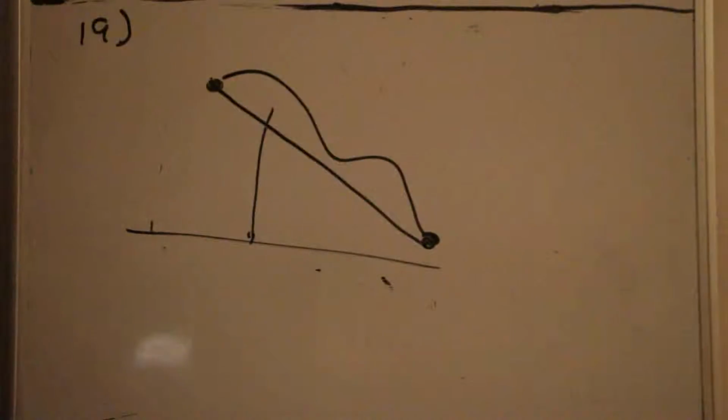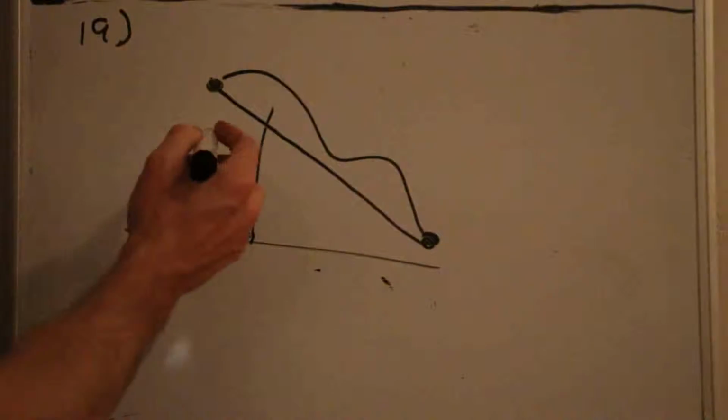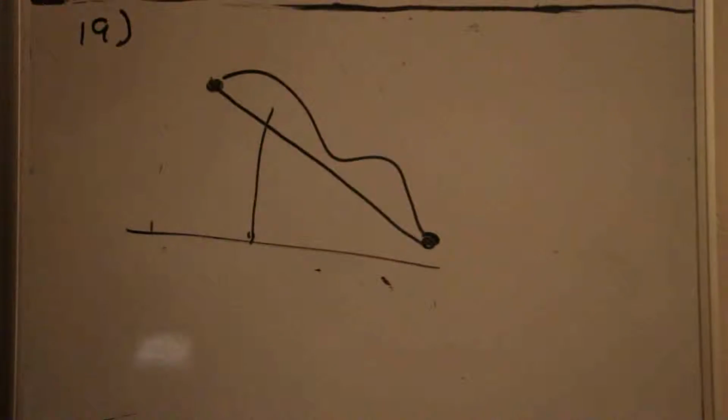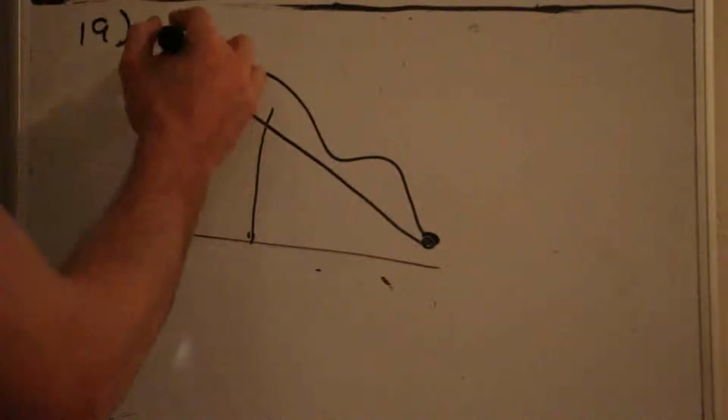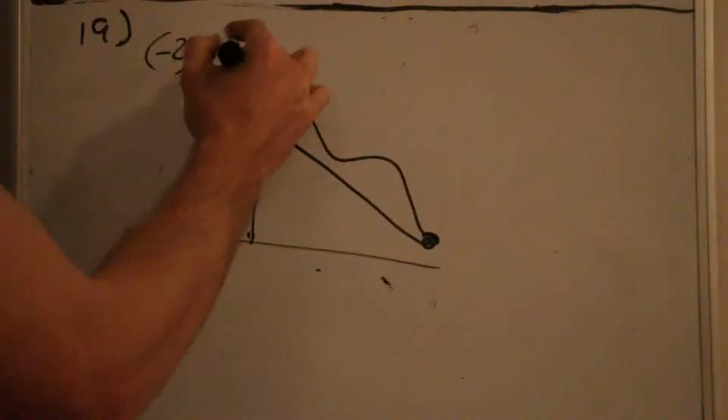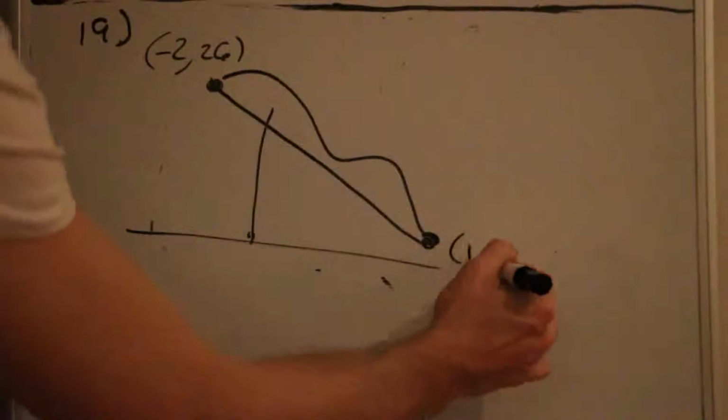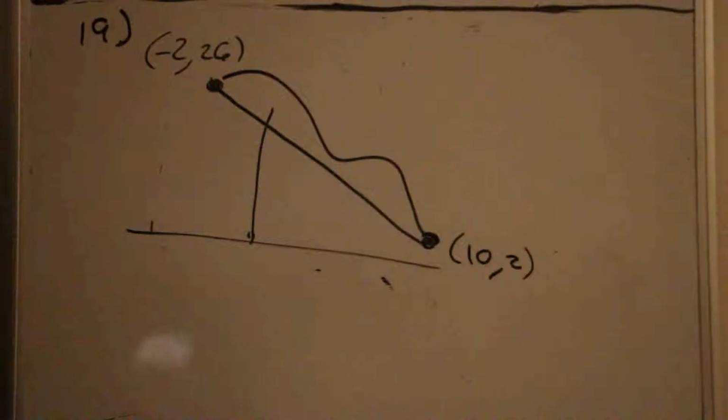Okay, question number 19. We did this in class. I've got a little graph here drawn. This point here is (-2, 26), and this point here is (10, 2). Okay, so it says let f of x be a differentiable function defined in the interval negative 2 to 10.